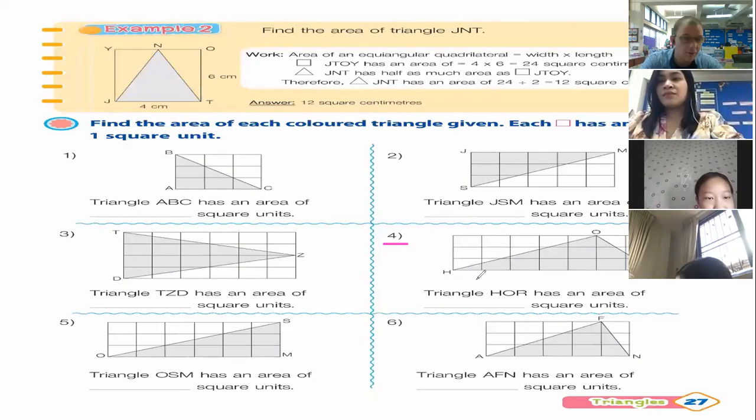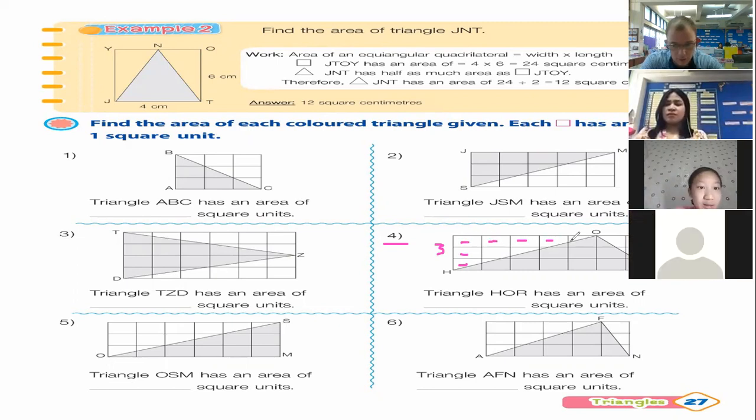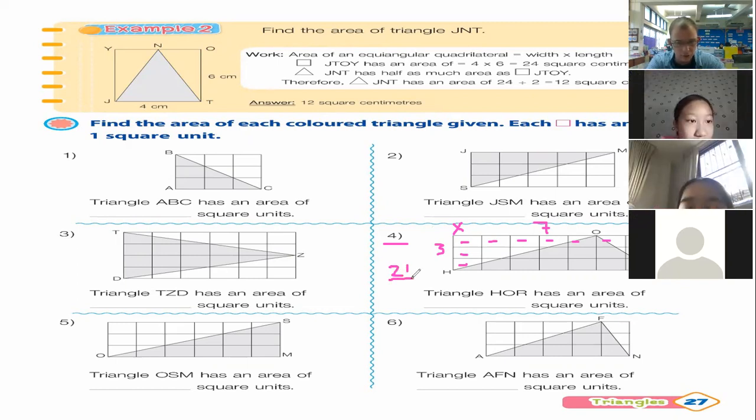We first count the blocks. So on the side we have 1, 2, 3. And on the top row we have 1, 2, 3, 4, 5, 6, 7. So now that we have those two, we know we have to multiply them together and divide by 2. What is 3 times 7? 21. 21 divided by 2.